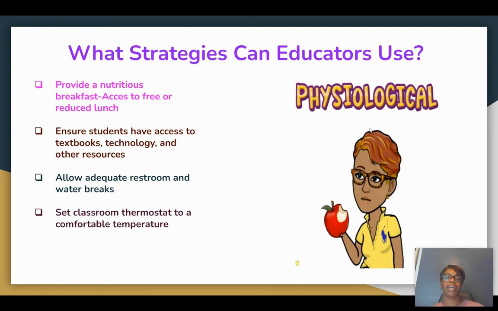So, what can educators do in order to ensure that all students are able to traverse through Maslow's hierarchy of needs pyramid? First of all, in the physiological stage, educators should provide a nutritious breakfast, which means that some students will need access to free or reduced lunch. Then we must ensure that students have access to textbooks, technology, and other academic resources. We should allow adequate restroom and water breaks. Set the classroom thermostat to a comfortable temperature.